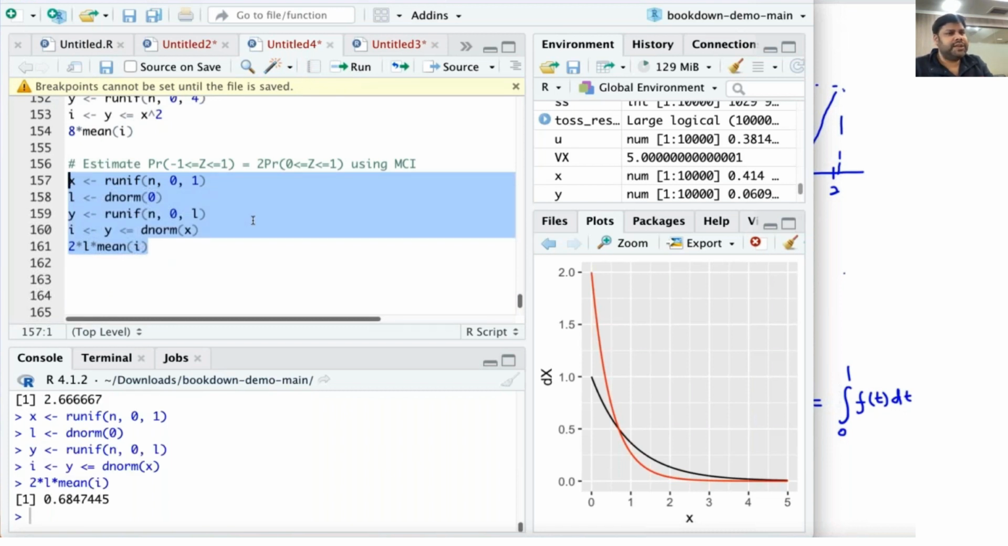And you can see it's actually close to 68%. Is that okay? So you can actually use Monte Carlo integration as well to find the approximate value of the area below the density function. Over any range, you can just do that for anything. Is that clear? Okay.